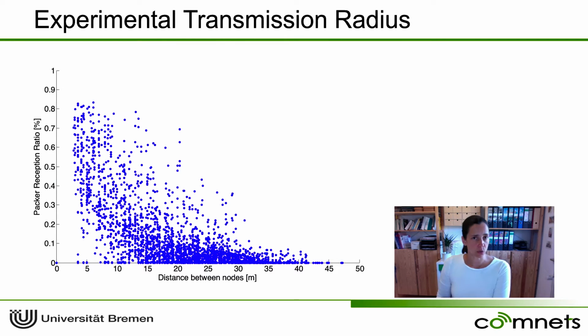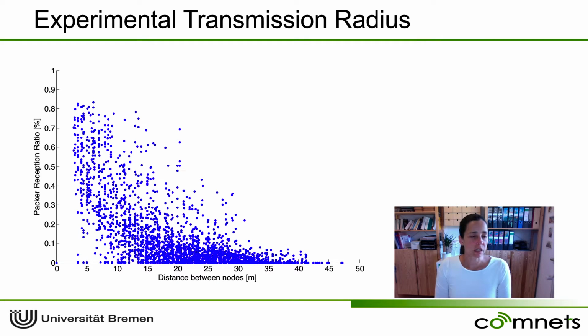It's actually straightforward. What you need to do is to have at least two sensor nodes which you put at different distances from each other, preferably in the same environment and in relatively similar conditions. And you simply measure, for example, the packet reception ratio as shown in this graph.